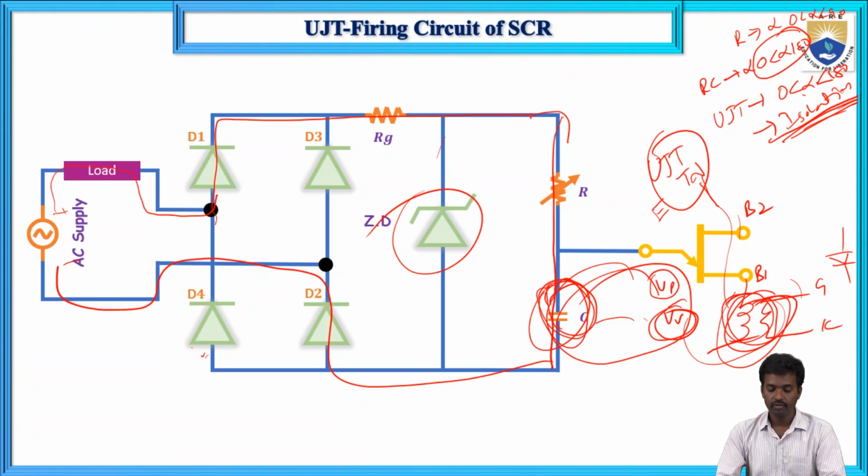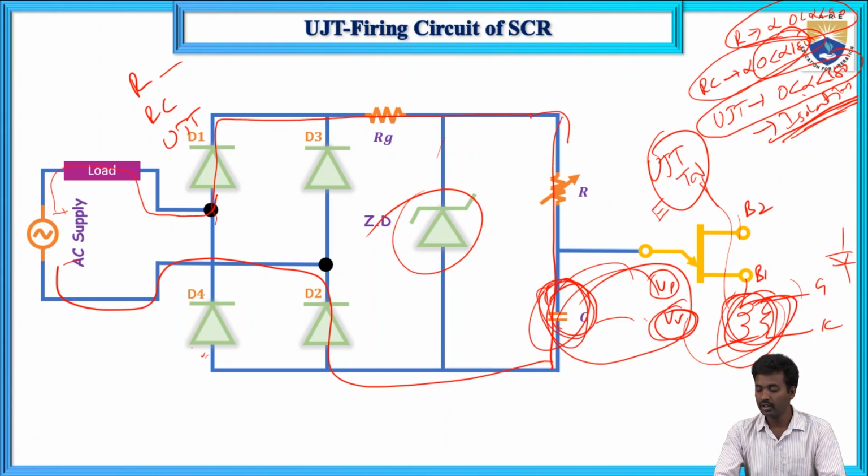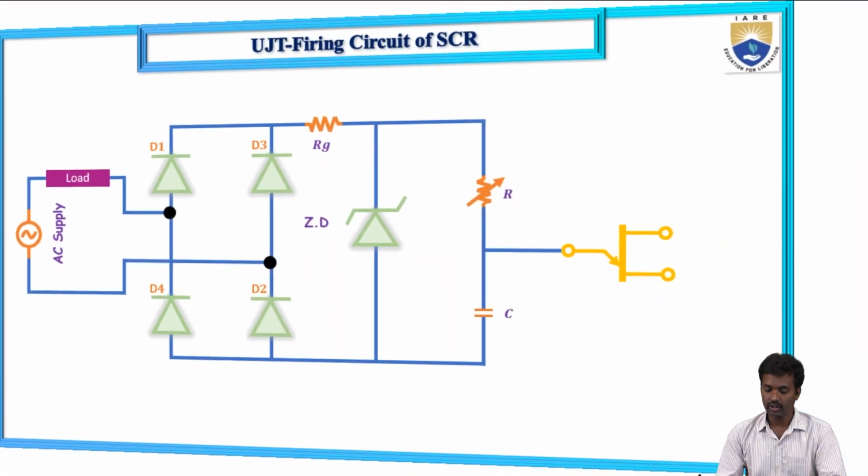So we have studied R triggering, RC triggering and UJT triggering. In R triggering, alpha is 0 to 90 degrees, in RC triggering 0 to 180 degrees, and in UJT triggering alpha is 0 to 180 degrees. But one extra feature of the UJT firing circuit is electrical isolation between the gate cathode terminals and the supply. I hope all these firing circuits are clear to you.